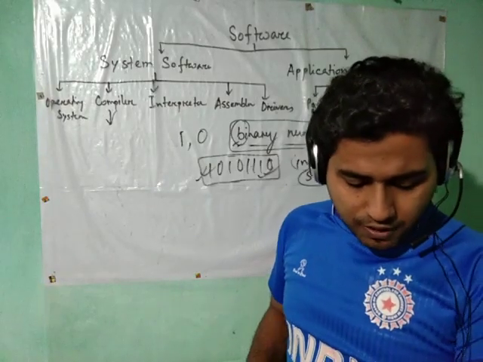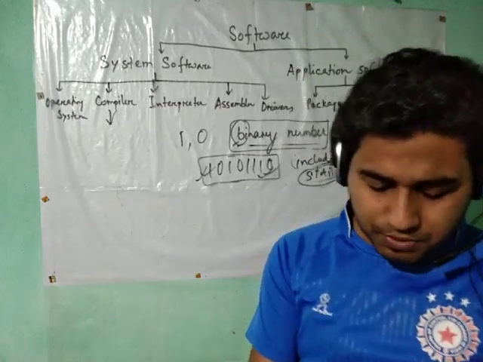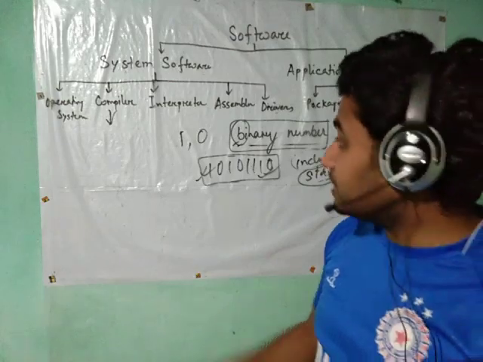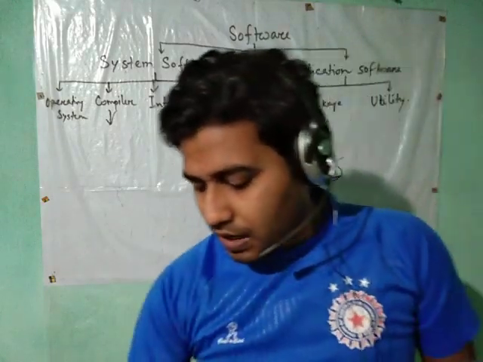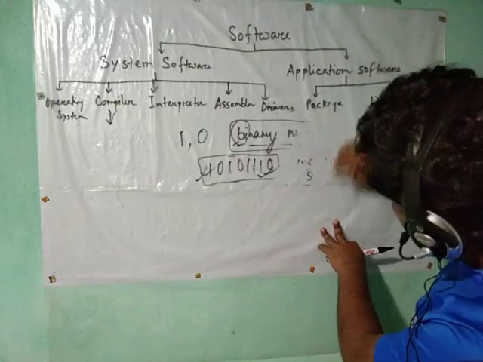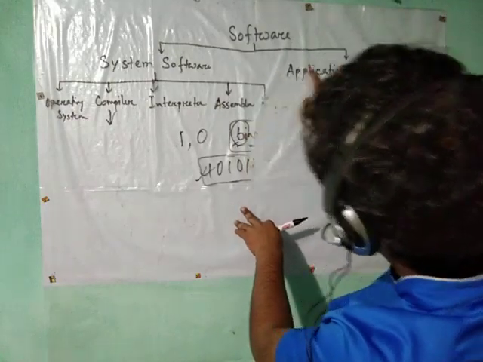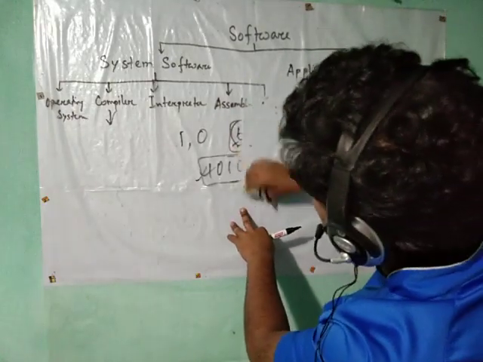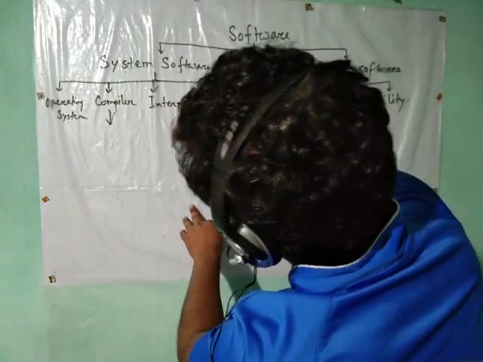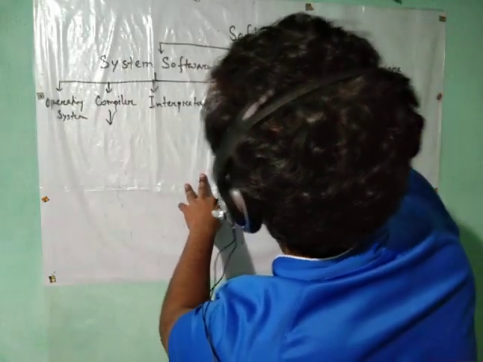Now we will discuss application software. Now what do you mean by application software? In the previous class, and in the very beginning of this lecture, I have already told you that one type is system software, and the other type is application software. Now we will discuss application software.